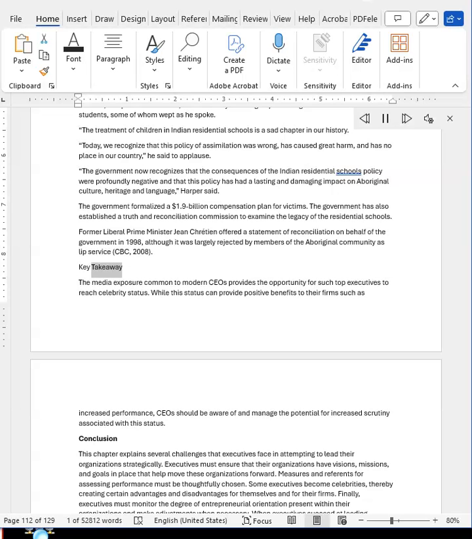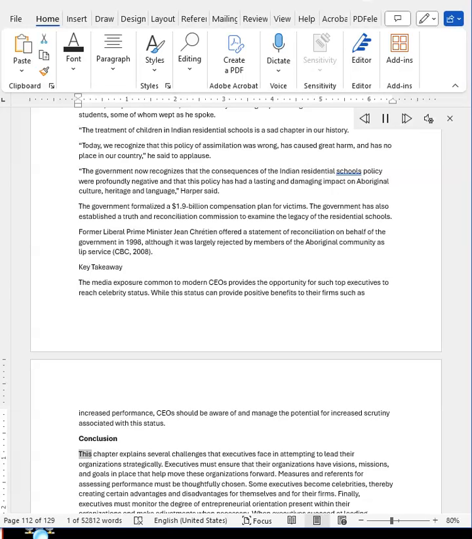Key takeaway. The media exposure common to modern CEOs provides the opportunity for such top executives to reach celebrity status. While this status can provide positive benefits to their firm such as increased performance, CEOs should be aware of and manage the potential for increased scrutiny associated with this status.